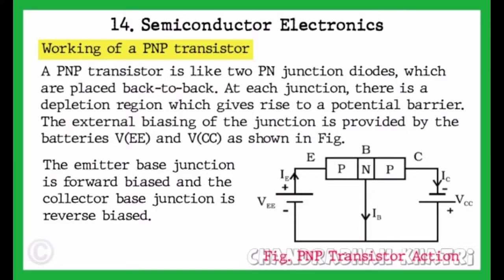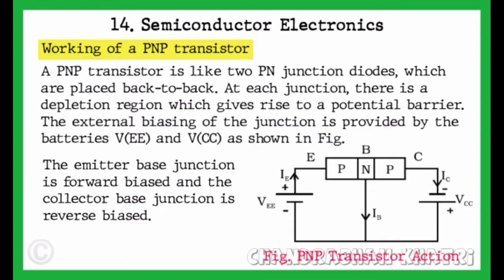Working of a PNP transistor. A PNP transistor is like two PN junction diodes which are placed back to back. At each junction, there is a depletion region which gives rise to a potential barrier.